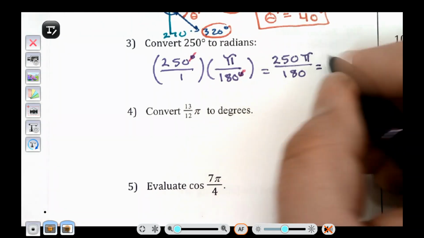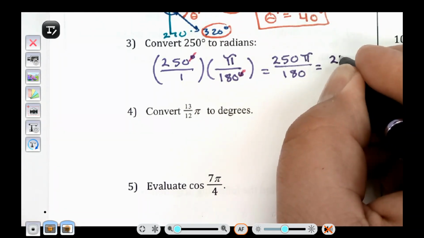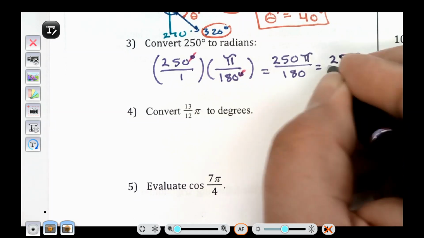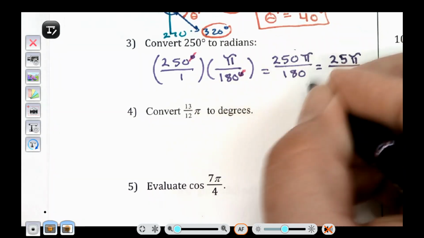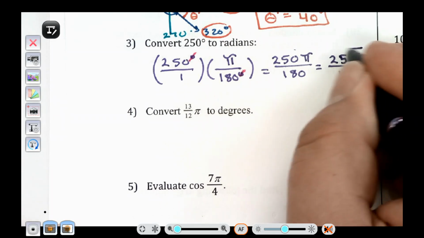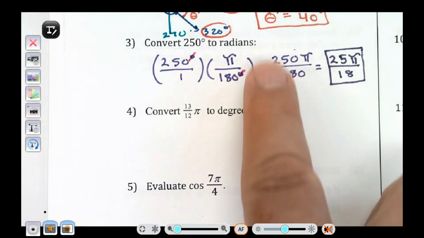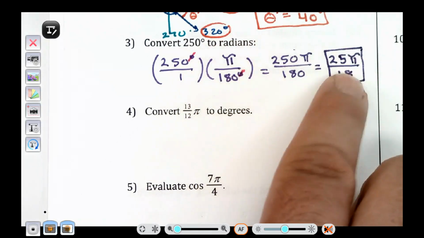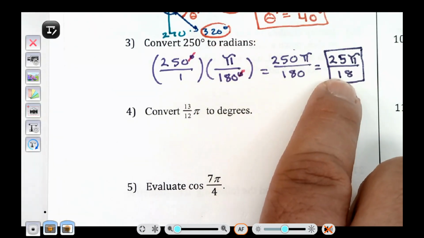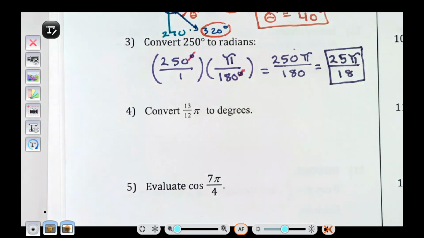But even with the reduction on decimals, we do get 25 pi over 18 because they can both be divided by 10. And then these numbers can no longer be reduced. So there's our 250 degrees written as a radian. We recognize radians with the use of pi.